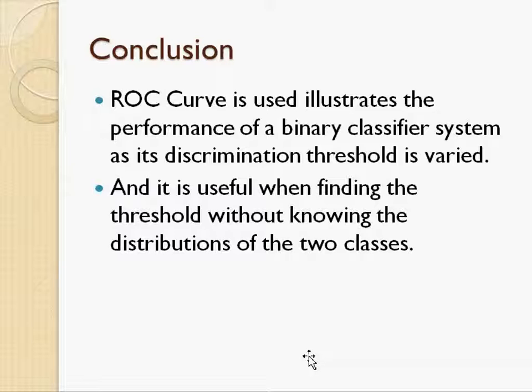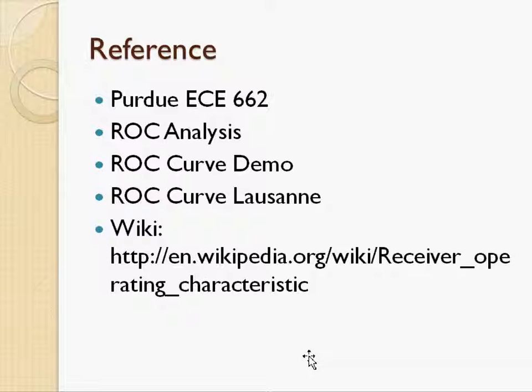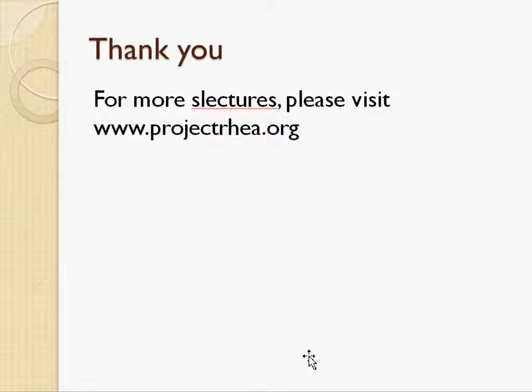Okay, that is pretty much the introduction about the ROC curve, how it is derived, and how to use it to find the threshold to identify the two classes without estimating the two classes' distribution density. So here are the references, and thank you very much.